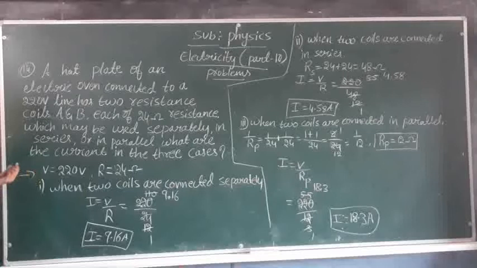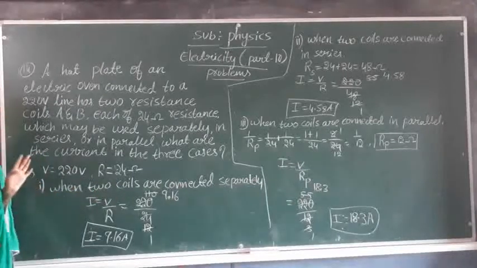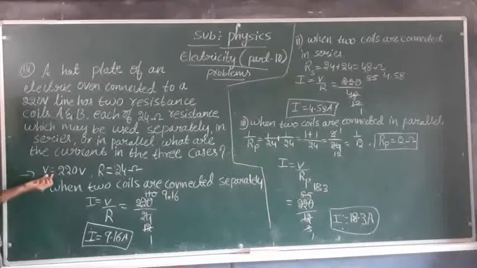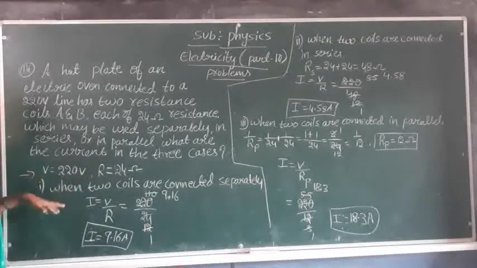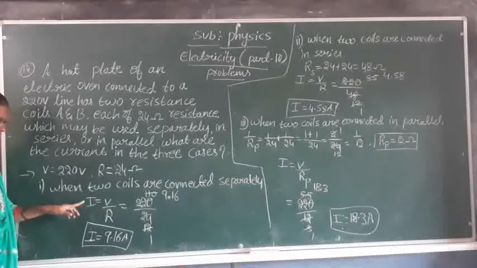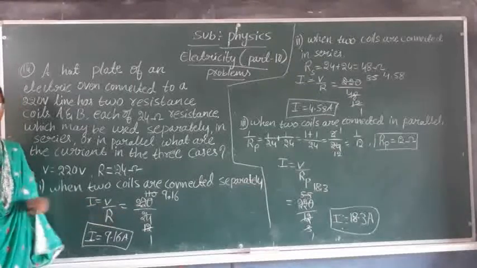So first case. 2 coils are connected separately. So what are the given data? V is equal to 220 volt and R is equal to 24 ohm. So we have to find out the current value. So I is equal to V by R. Substitute values, 220 divided by 24.